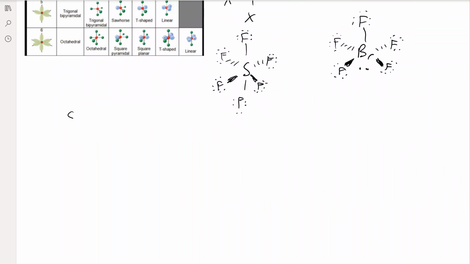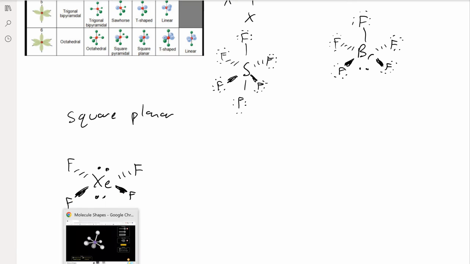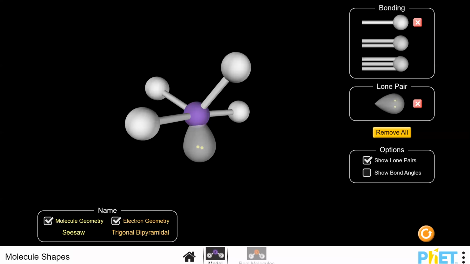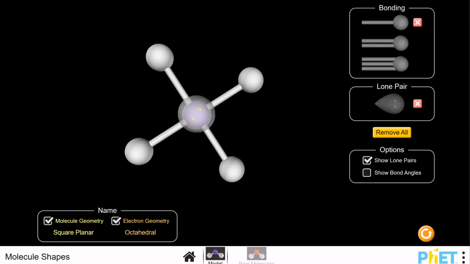Take away 2 atoms, replace them with lone pairs, you've got square planar. The example here is XeF4. Xenon again. Right, and that makes sense. We've got a flat square. Over there, boom, there's our square planar.